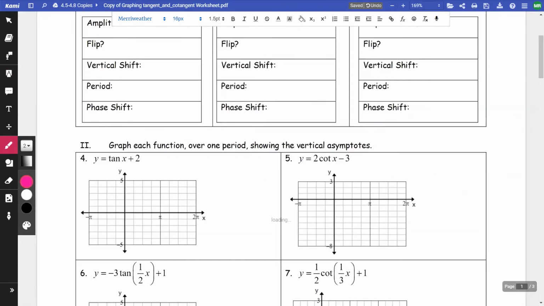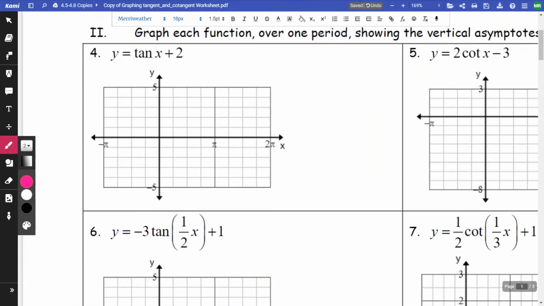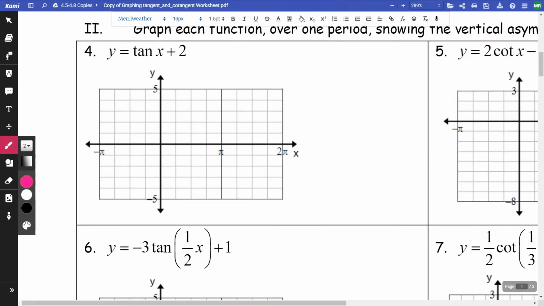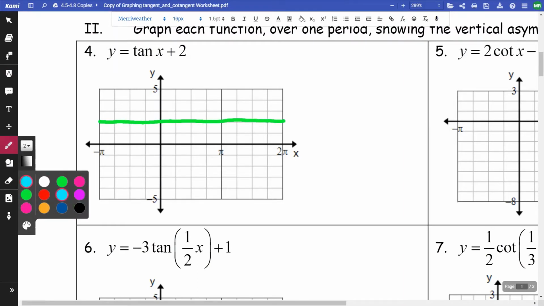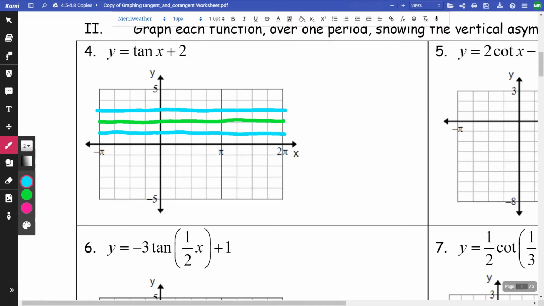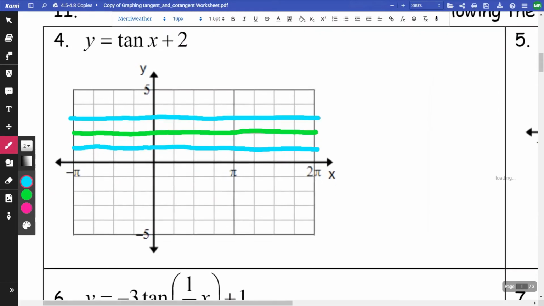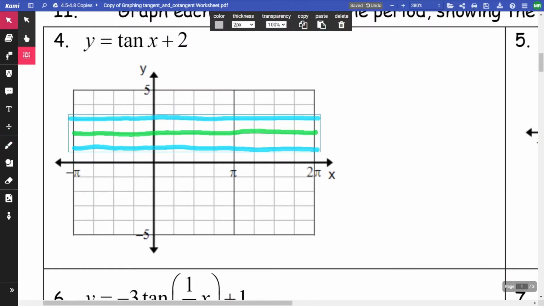On number 4, when we start graphing, I am going to have a vertical shift at a height of 2. I'm just going to draw that in here. So that's going to be that height of 2. I am going to be going 1 above that and 1 below that. I'm just going to make these a little transparent.